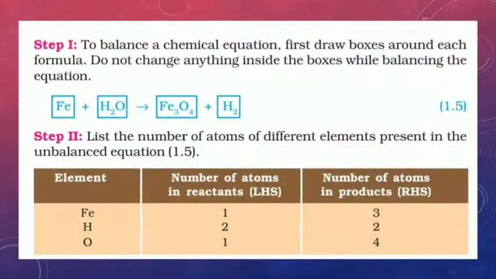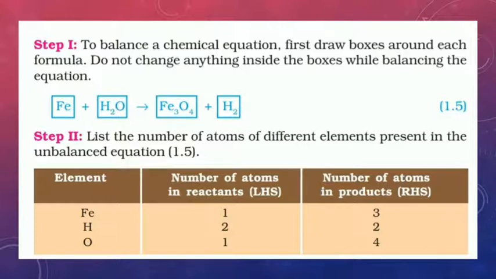So how to balance the equation if it is not balanced? Here a step-by-step explanation is given. Step 1. To balance a chemical equation, first draw boxes around each formula. Do not change anything inside the box while balancing the equation. Here the equation is Fe plus H2O gives us Fe3O4 plus H2.